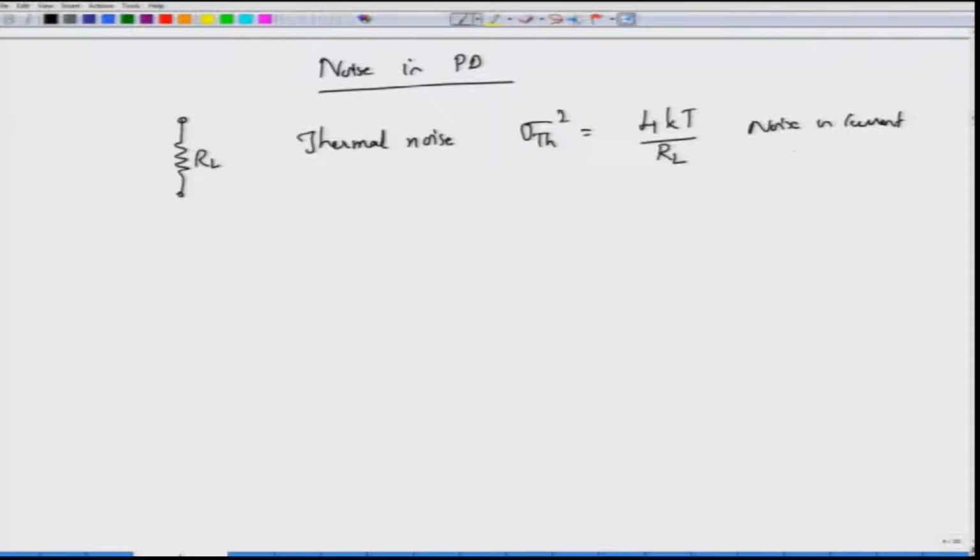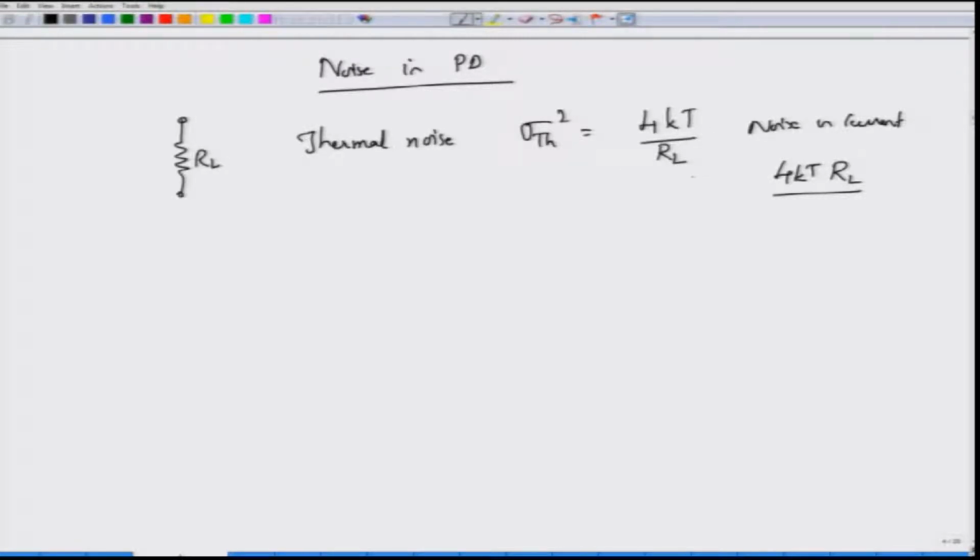You are looking at current noise variance, but if you are comfortable with looking at the voltage noise variance, it would be 4 kT into RL, because current square into RL is voltage. So, that can be related to the power V square by RL, and therefore, you get voltage noise variance as 4 kT into RL. But because photodetectors mainly generate current, we will look at the current noise variance. The expressions will involve divided by RL quantity.